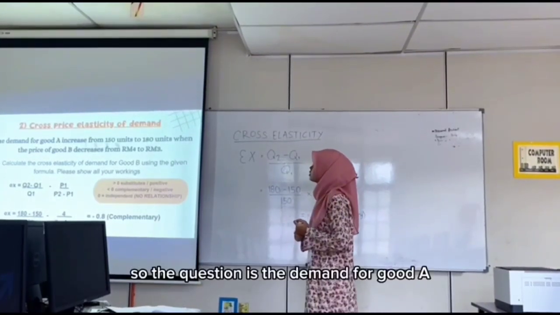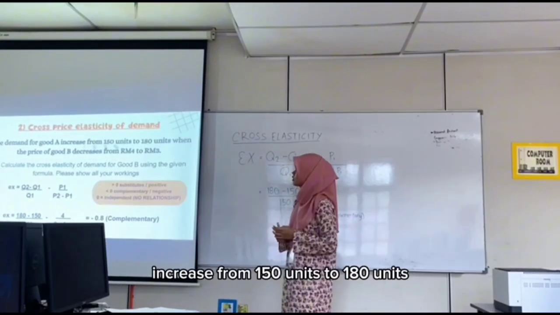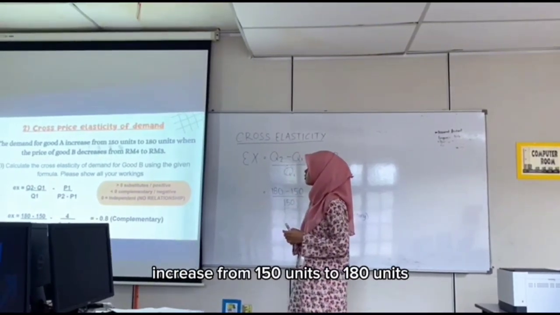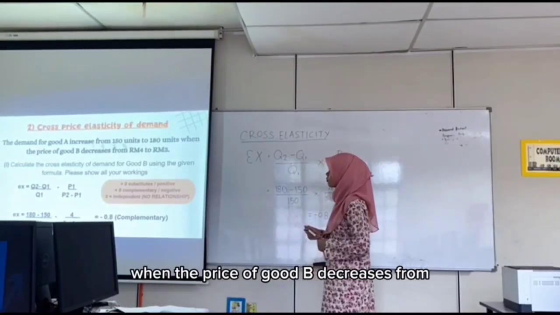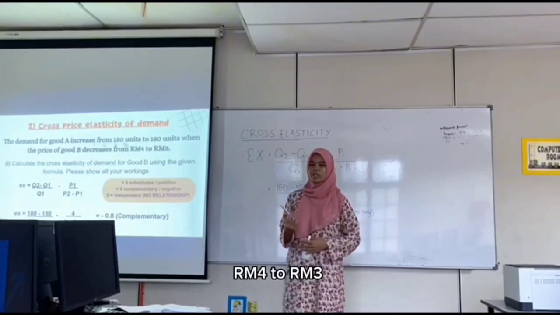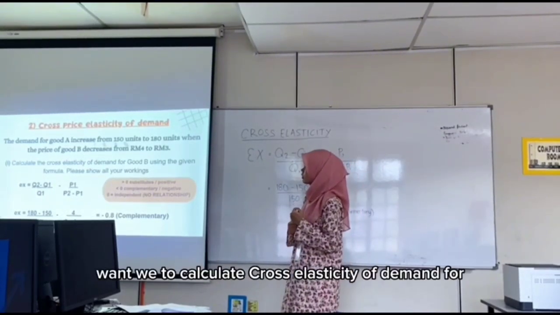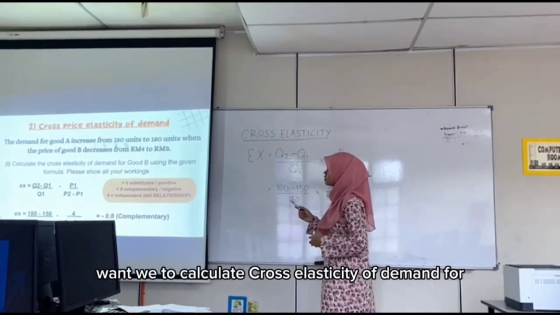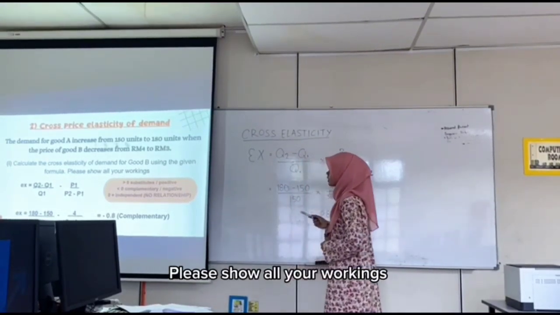Today I will present to you about question 2, which is cross price elasticity of demand. Okay, so the question is, the demand for food A increased from 150 units to 180 units when the price of food B decreased from 4 ringgit to 3 ringgit. The question wants me to calculate the cross elasticity of demand for food B using the given formula. Please show all the workings.